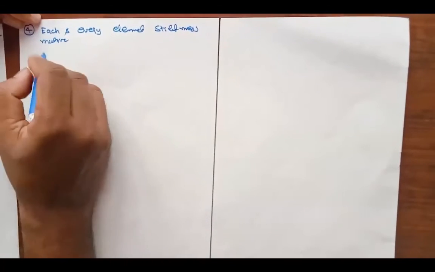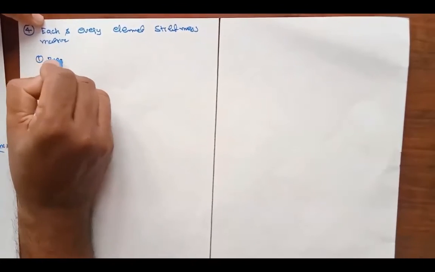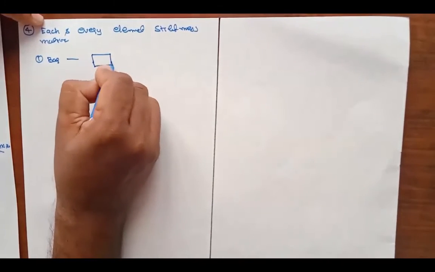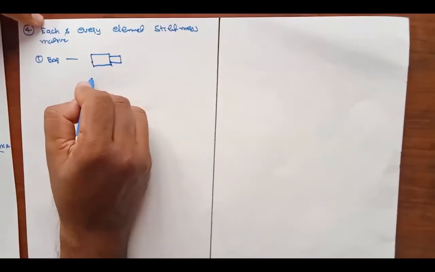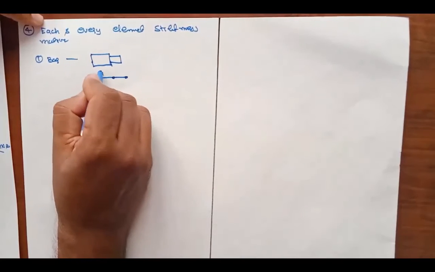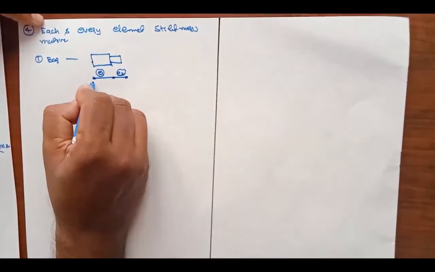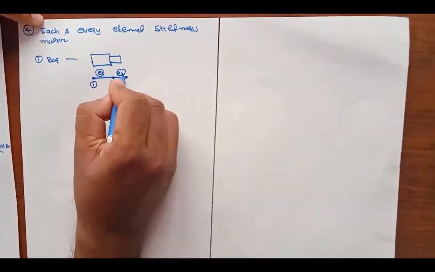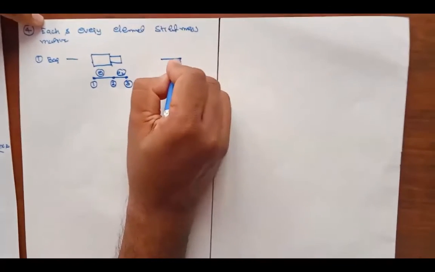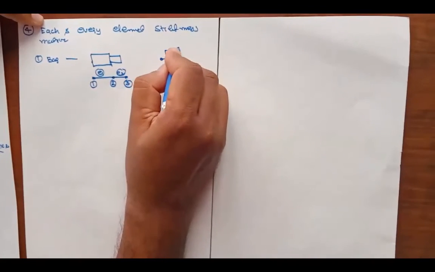So in the problem statement, in the very first, we have assumed that the first one is a bar problem, and in this bar problem we have taken two different cross sections, and also we have discretized this into two elements. So this is element 1 and this is element 2. In this discretization, element 1 has nodal numbers 1, 2 and element 2 has 2, 3.